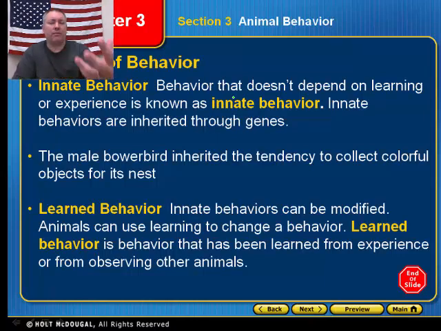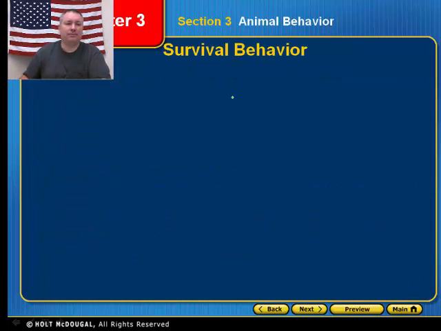We learn how to speak from our parents. We watch our parents, we listen to our parents, and our teachers help us to learn how to speak and how to communicate effectively. Now, those are the 2 different kinds of behavior. Now, there are also survival behaviors, and if I'm not mistaken, there are 5 types of survival behaviors, and we will get started with those.